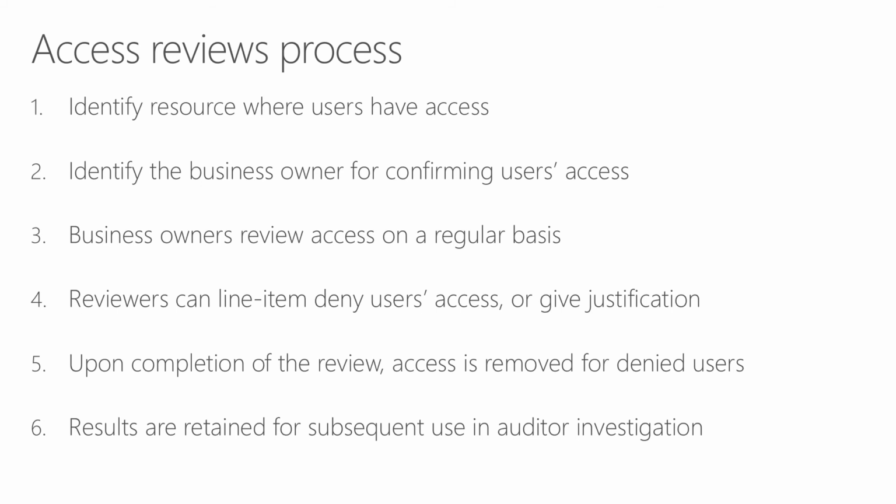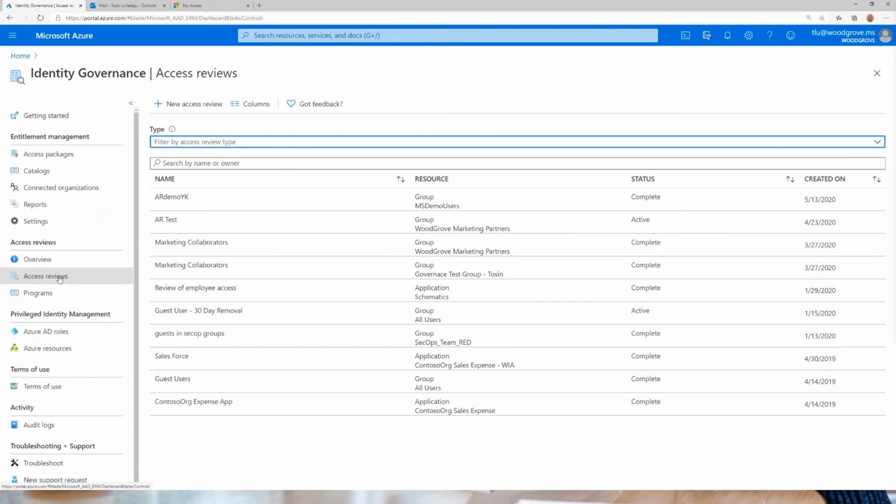So let's go in and see how access reviews work. We're back in the governance portal, and on the left side, you have access reviews. First, I can look in and see all the reviews that I have in this tenant, as well as the status, if they're still active or if they're complete. Now, with completed access reviews, you're able to go in and see what the results were, as well as what the recommendations were.